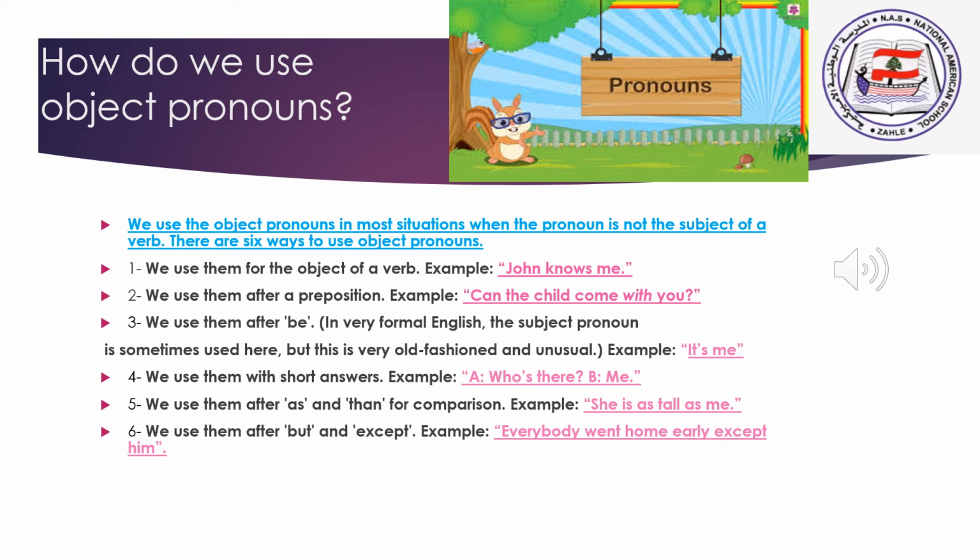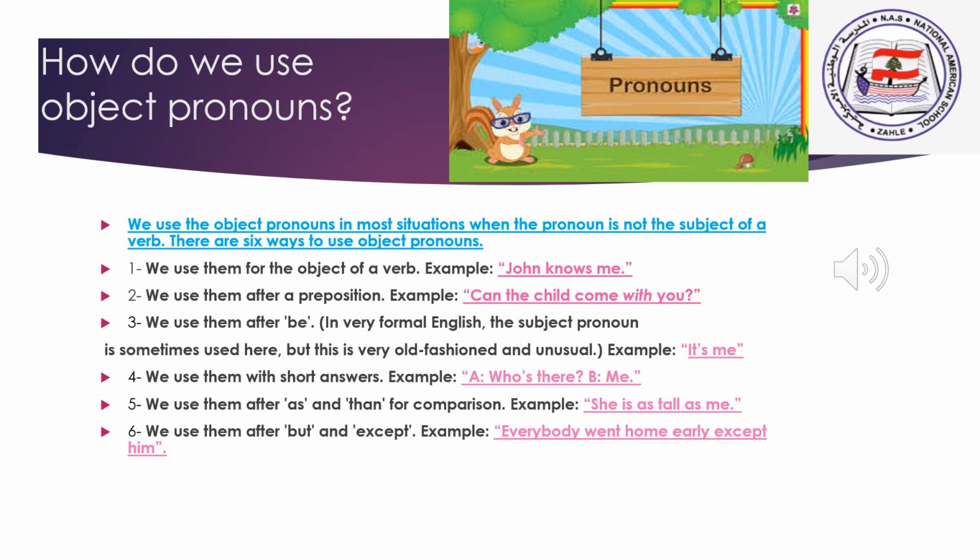Number 2, we use them after a preposition. For example, can the child come with you? Number 3, we use them after the verb to be. In very formal English, the subject pronoun is sometimes used here, but this is very old-fashioned and unusual. For example, it's me. You don't say it's I, it's me.